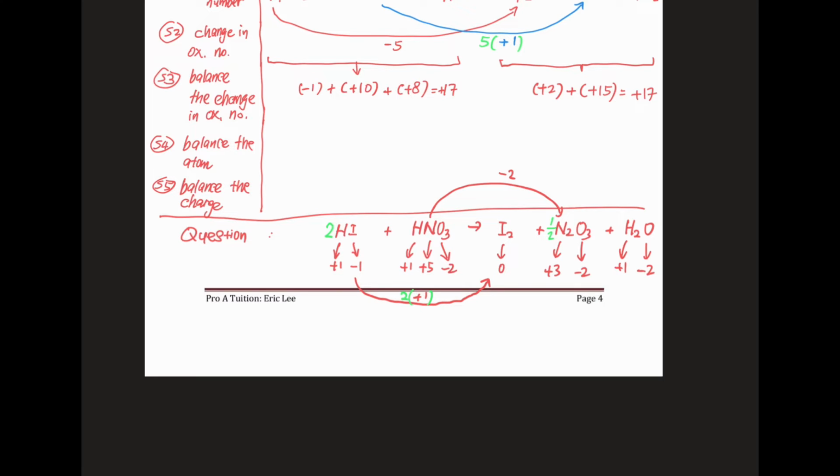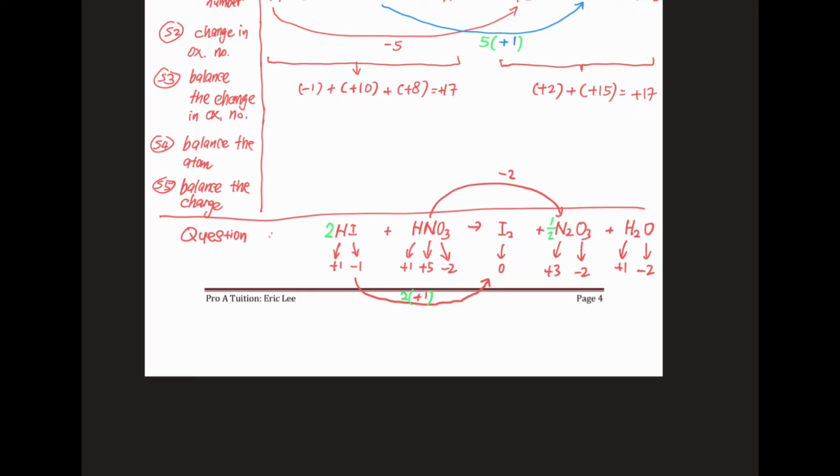We multiply with 1 over 2. So that means for nitrogen, we need 1 nitrogen on each side. For iodine, because of the times 2 here, we need 2 iodine on each side. And that is step 3. So step 3, we deal with it in this way.